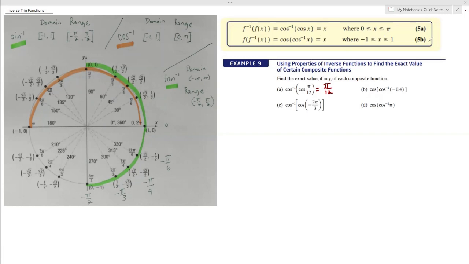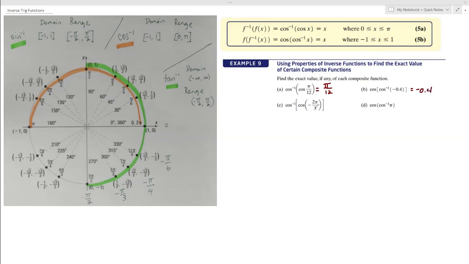So let's move to part B. Now we're in the other 5b territory because our inverse is on the inside of the composite function. So I need this value here to be between -1 and 1. And since -0.4 is between -1 and 1, I get to bring that out and it pops right out. It's -0.4.